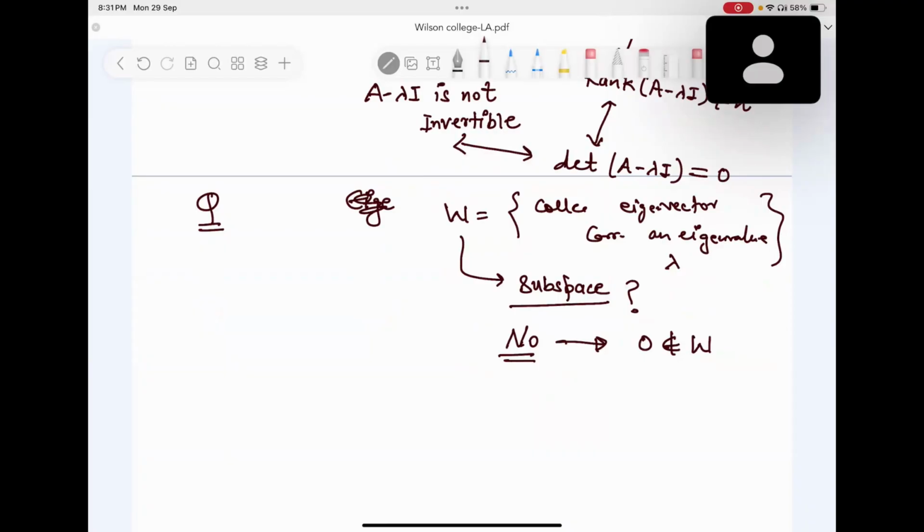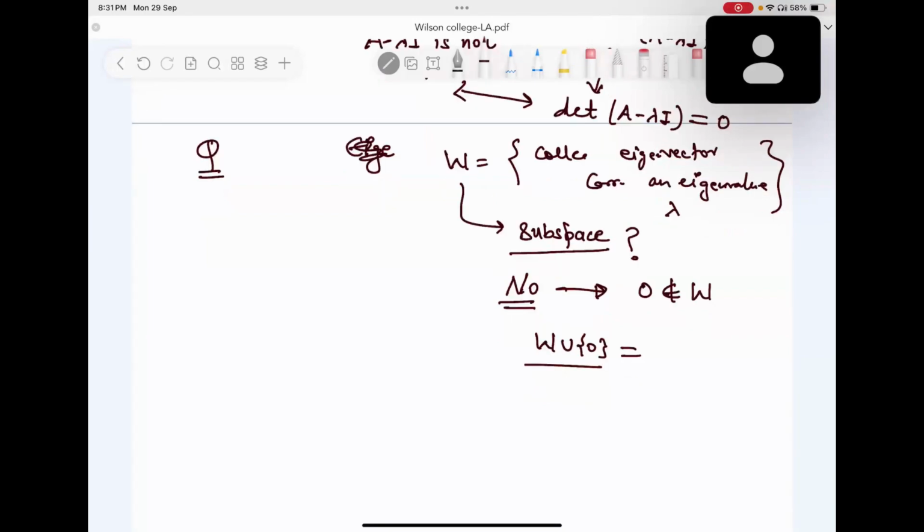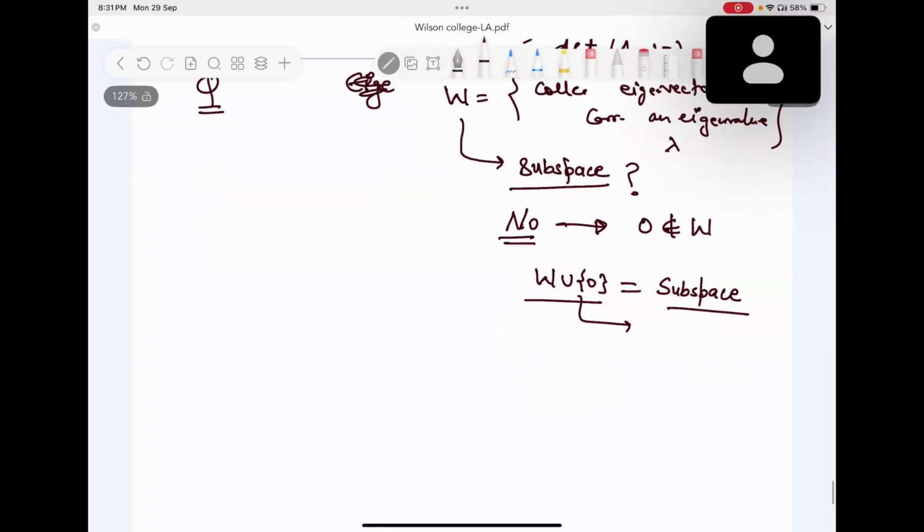Now suppose we add 0 in W. Then what can you say about this one? It is a subspace. Now it will form a subspace, and this space is called eigenspace.